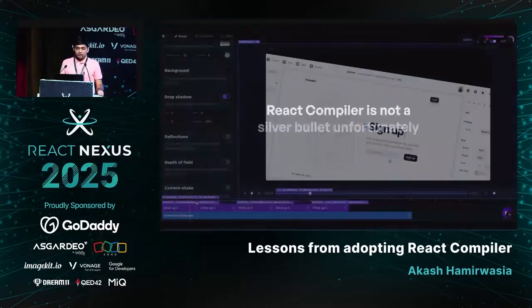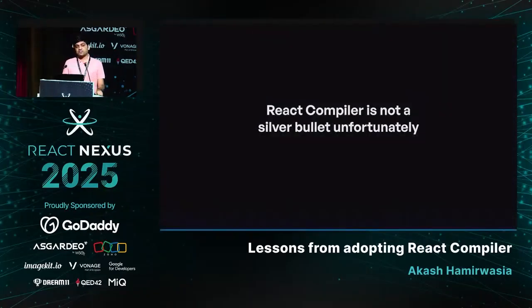Now, unfortunately, React compiler is not a silver bullet. A silver bullet means something that just works instantly in a magical way. But it's not a silver bullet yet. And I know that the compiler team is working very hard so that you don't have to think about the edge cases or the caveats it has, and you can simply adopt it directly.